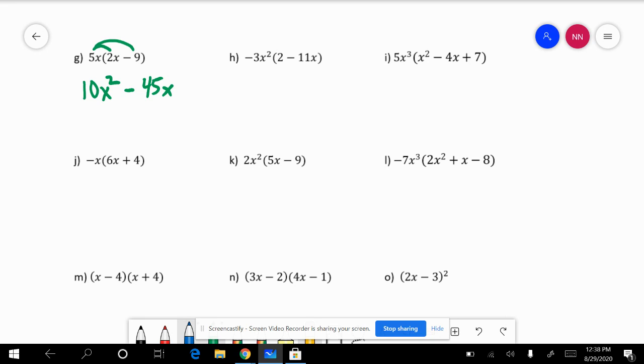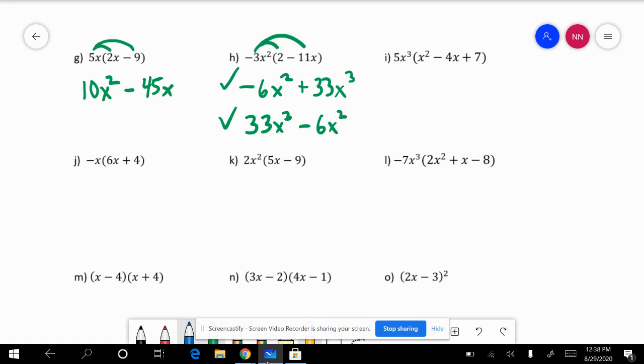For letter H, we have to distribute the negative to each of the terms. So we have negative 6x squared. Negative and negative is a positive, so positive 33x cubed. Now, you could write the numbers in descending order if you want, where the highest exponent goes first and then what we have is the lowest, but you don't have to. So this and this are both correct answers.